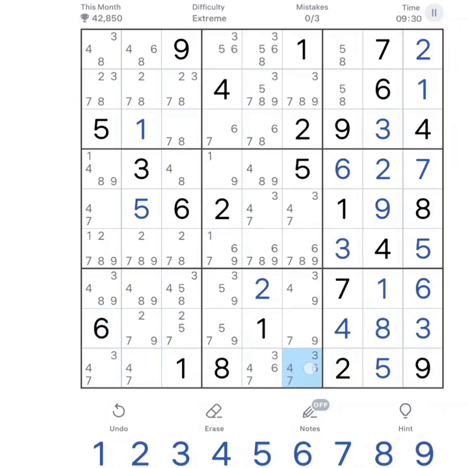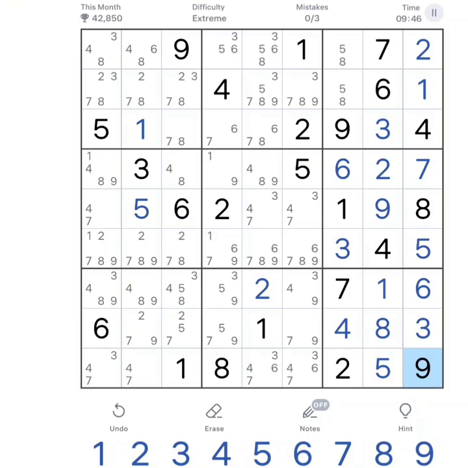1, 2, 3's there, 4's there, 5, 6 is here. But I don't see it anywhere else, because there's more there. We have 7's everywhere there, 8 and 9.